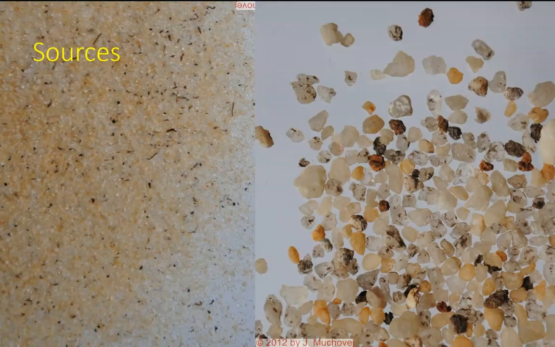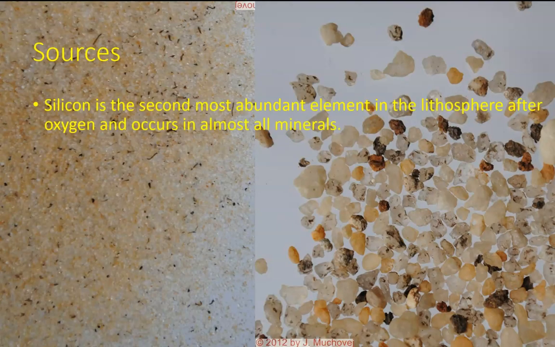Sources of silicon? Silicon is the second most abundant element after oxygen in the lithosphere, which is the rocky area of planet Earth. It occurs in almost all minerals. Important silicon-containing minerals include quartz, opal, and cristobalite. When you think of silicon, think of sand. Sand is nothing more than pulverized quartz. We've got different sized sands in the background. These are all silicon. Imagine the extreme amounts of it that you have in the soil. Therefore, you do not find silicon to be limiting.